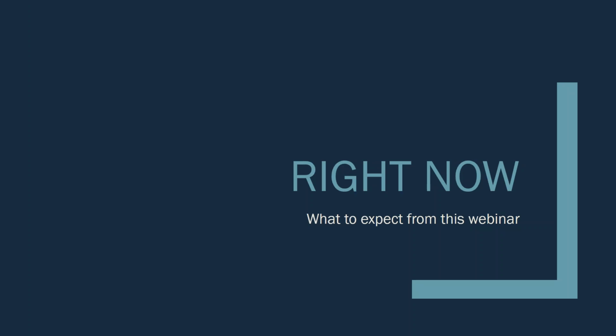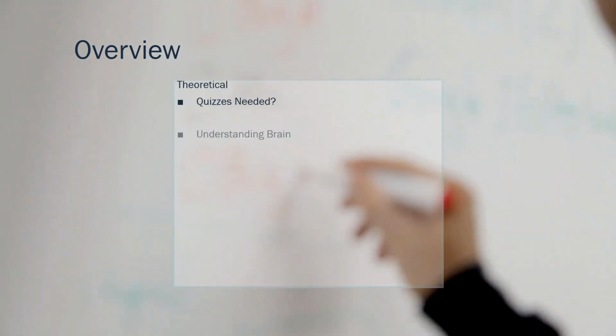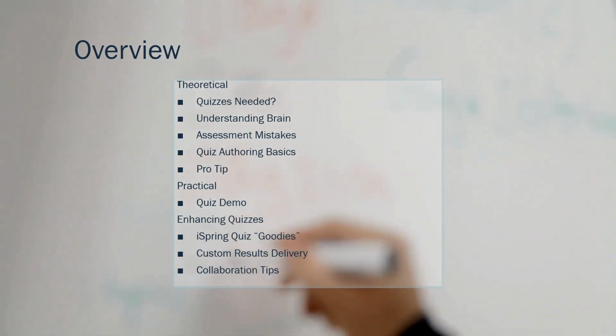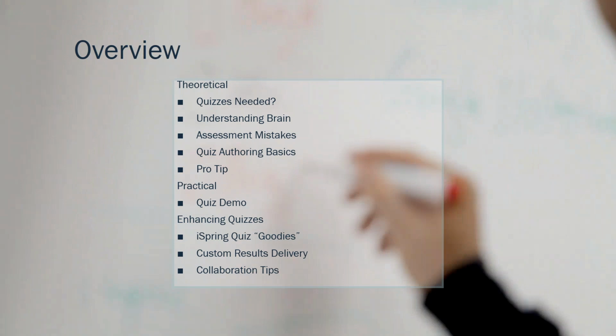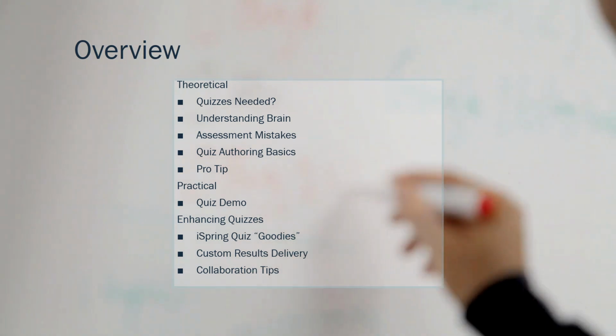So let's talk about what we'll discuss in today's webinar. We'll do a lot of information. We'll cover some theoretical information about what kind of quizzes and if they're needed. We'll understand how the brain works. We'll talk about some pro tips, understanding some good basics of authoring quizzes and some mistakes. And then we'll take a look at how to actually create these quizzes and knowledge checks in iSpring. And then later on after that, we'll look at ways to enhance these to make them even better.